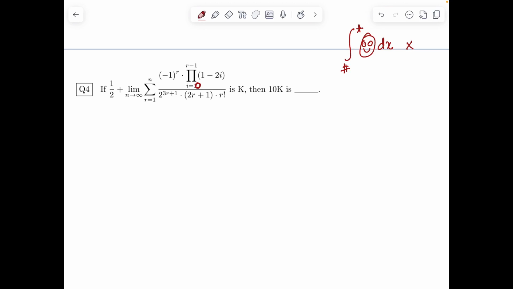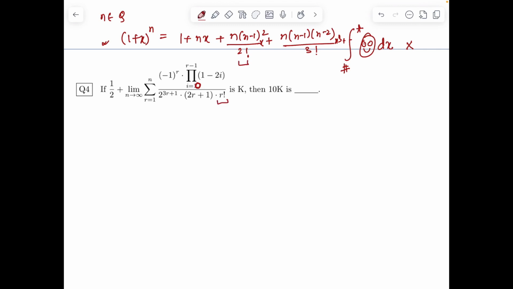The other hint is that we know the generalized binomial theorem: 1 plus nx, plus n into n minus 1 by 2 factorial times x squared, plus n into n minus 1 into n minus 2 by 3 factorial times x cube, and so on and so forth. So probably that idea might help us. The feeling for this binomial expression idea is a little intuitive here, because we have r factorial in the denominator, which motivates 1 factorial, 2 factorial, 3 factorial, and we also have a product of some expressions.